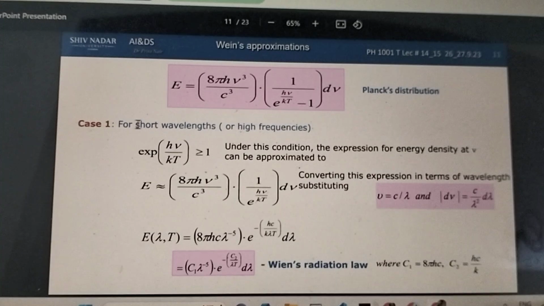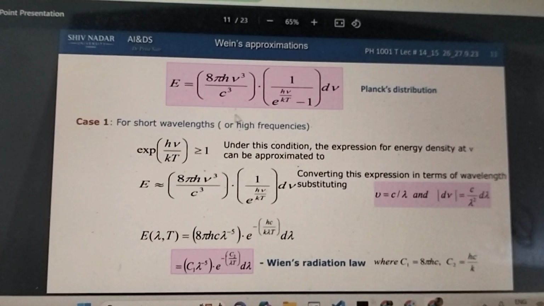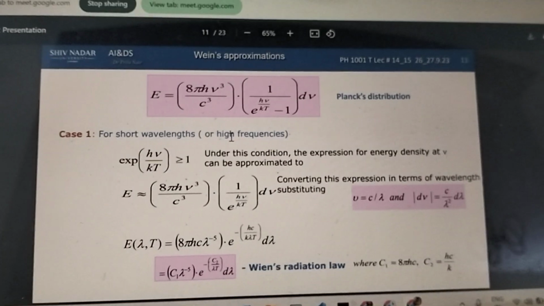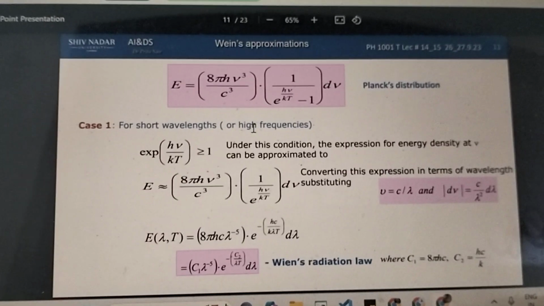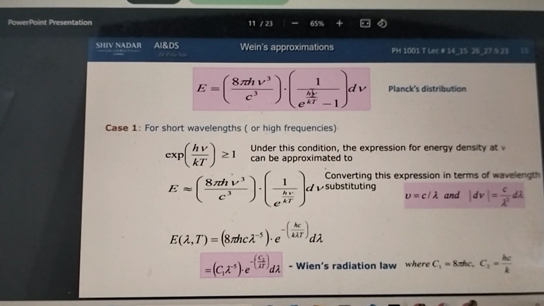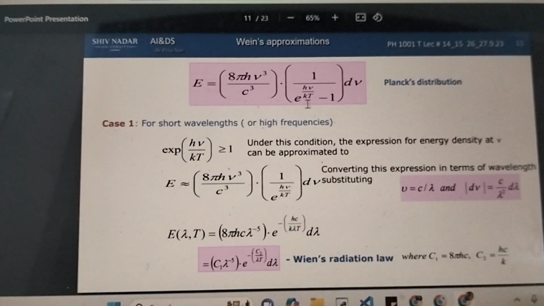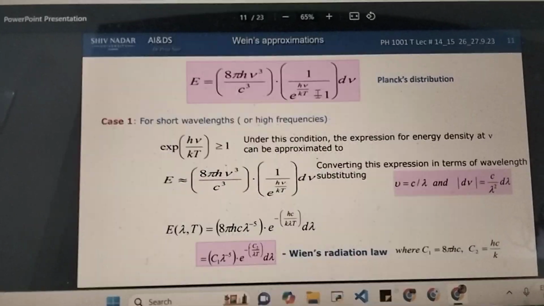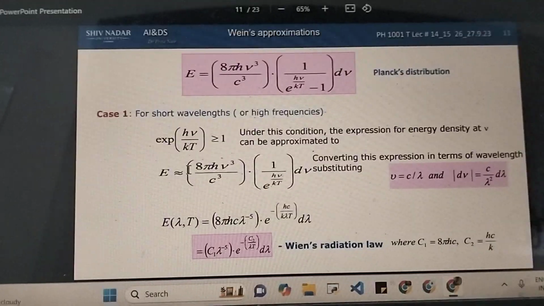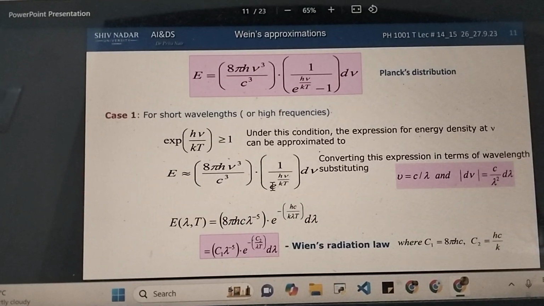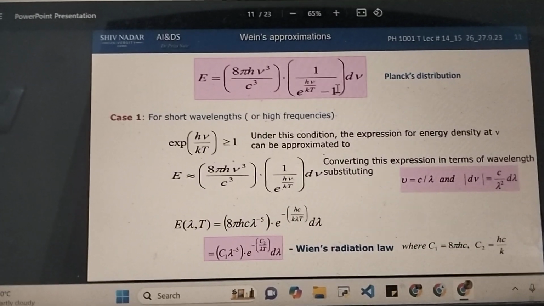So first we'll see at short wavelengths. If the wavelength is very short, it means frequency is very high, because the product of wavelength and frequency is a constant. So if nu is very high, then this entire term e to the power h nu by kT is going to be very high. So you sort of ignore this minus 1 term. So it becomes 8 pi h nu cubed upon c cubed, 1 by e to the power h nu by kT d nu.